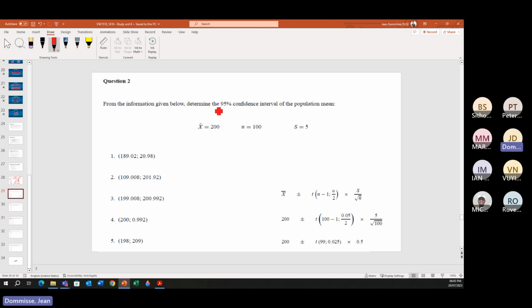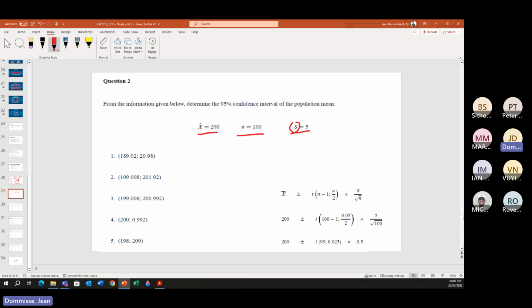So look at what they tell us from the information given below. Determine the 95% confidence interval of the population mean. They give you that, they give you that, they give you that. Okay, what is S? Is it the standard deviation of the sample or the standard deviation of the mean?